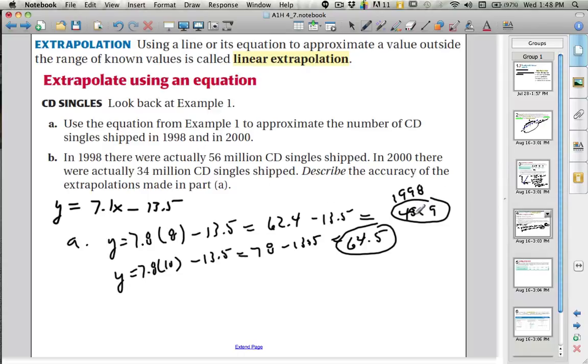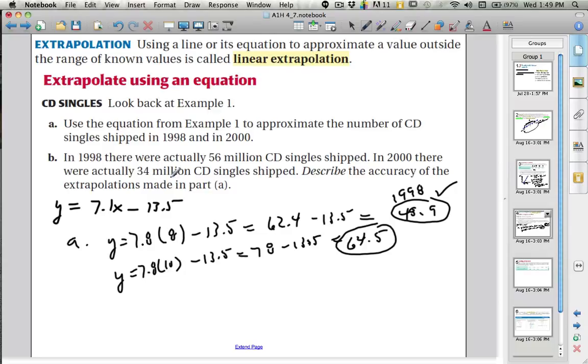In 1998 there were actually 56 million shipped, and in 2000 there were 34 million shipped. Describe the accuracy of the extrapolations. Well, they're not very accurate. This one's pretty accurate, pretty close. It's maybe a little shy because I made my line probably a little too flat based on the points I picked. But this one, 34 million CDs in 2000. Why didn't this happen? We should have sold 64.5 million of these, and instead we sold half that, a little more than half that.